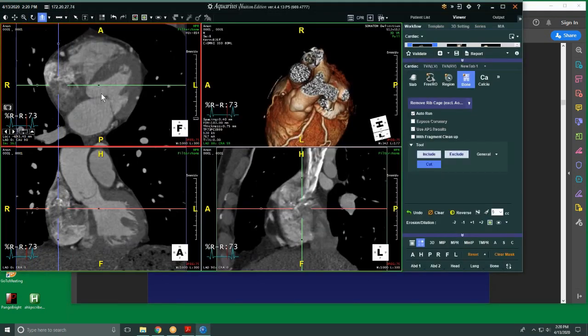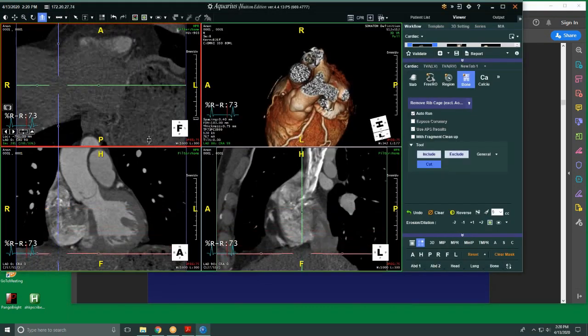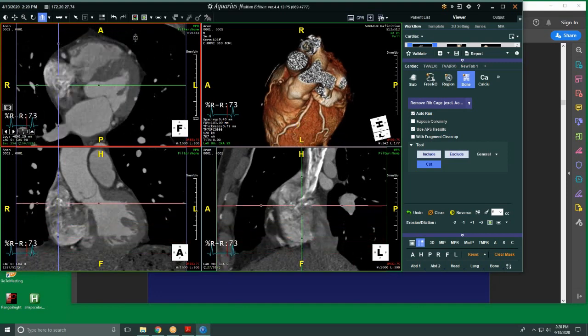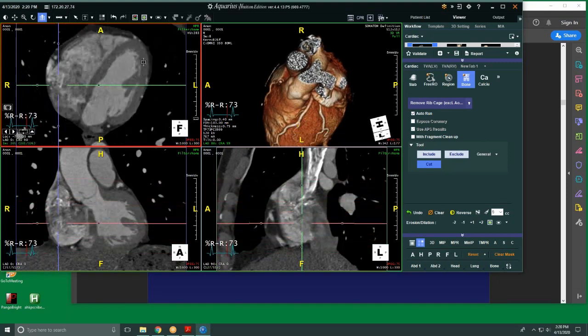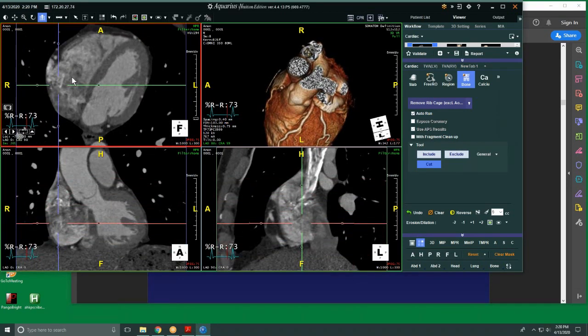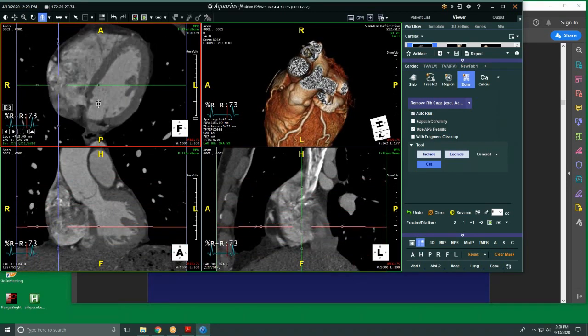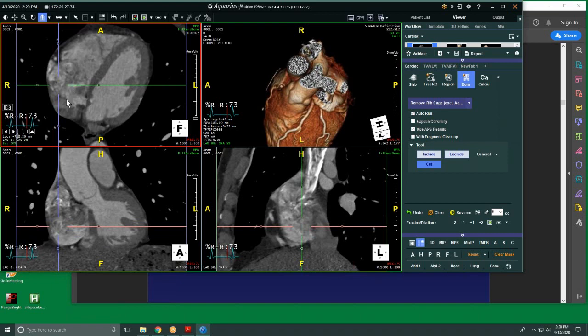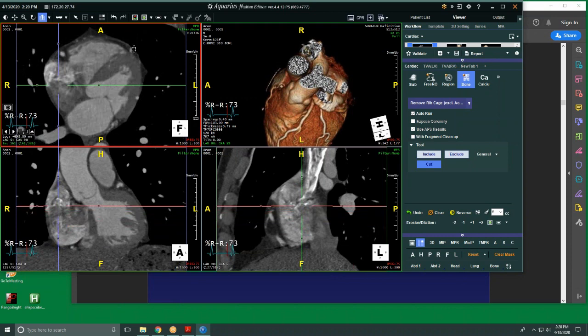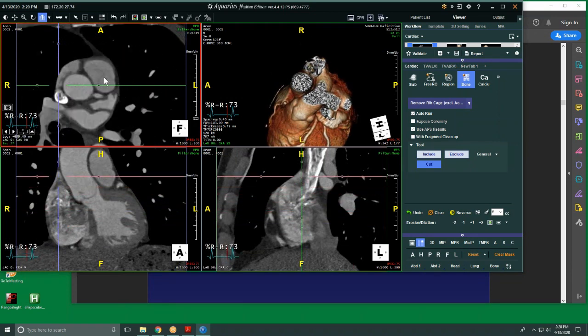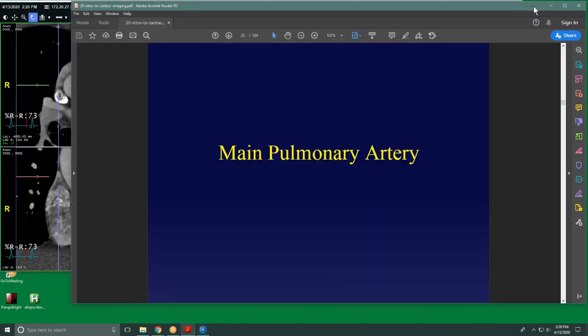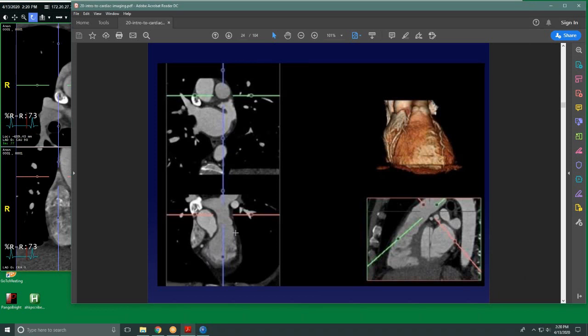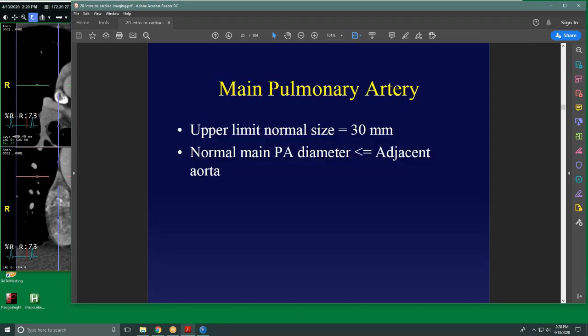Once again, going back to the real-time imaging here, there's your RV up there. And there's your tricuspid valve. You don't see it very well actually, but this is where your transition from your right atrium to your right ventricle is. And then this over here is the pulmonary artery outflow tract. Shown here is the main pulmonary artery branching to the left and right main pulmonary arteries.